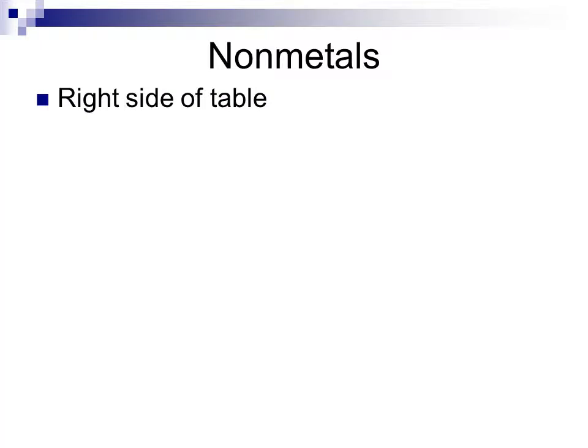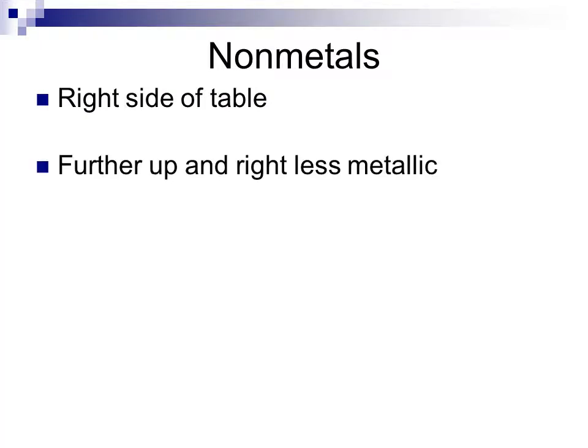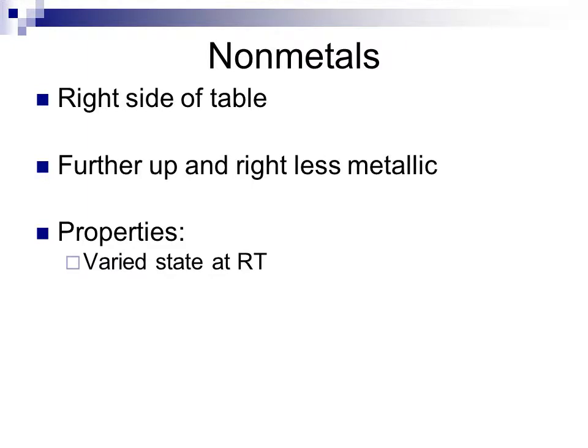Nonmetals are on the right-hand side of the periodic table, with the exception of hydrogen. They tend to be less metallic the further up and to the right one goes in the table. And nonmetals tend to have varied states at room temperature. They range from solids to gases depending on the particular nonmetal.